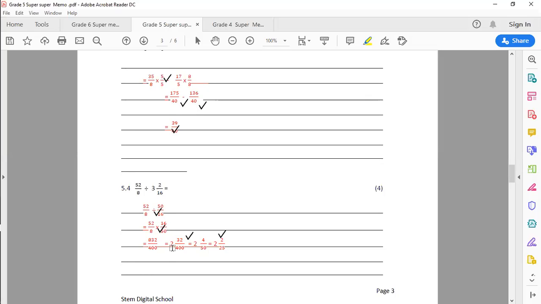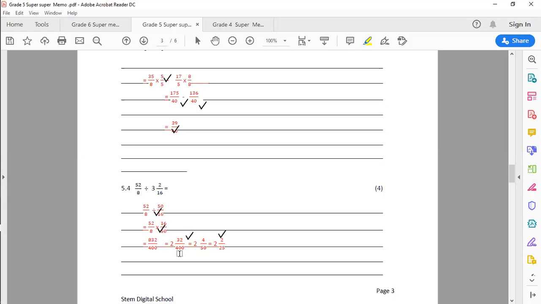I change this into a multiplication. The denominator becomes the numerator and the numerator becomes the denominator. So 52 over 8 multiplied by 16 over 50. And I multiply the 2. 52 multiplied by 16 gives me 832. 8 times 50 gives me 400. So 832 over 400.